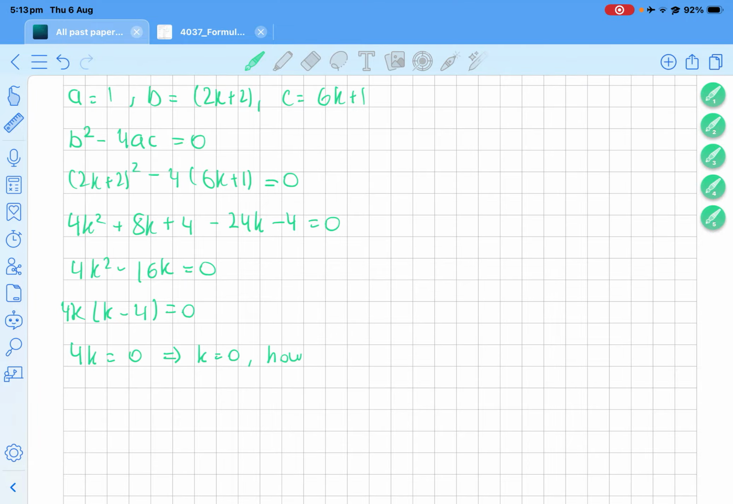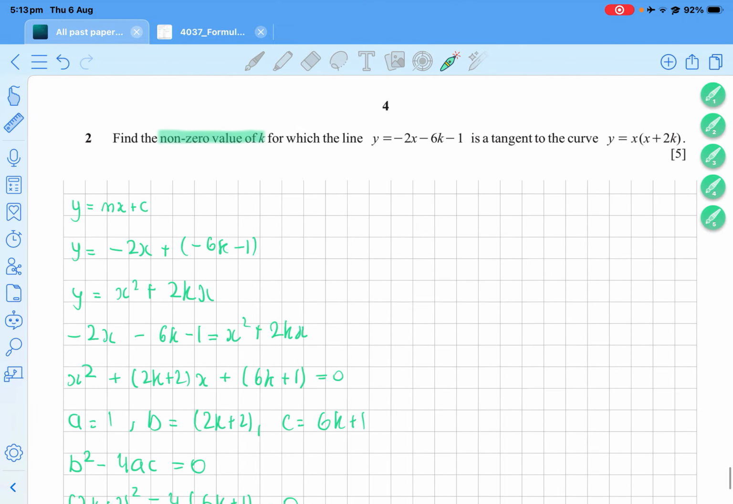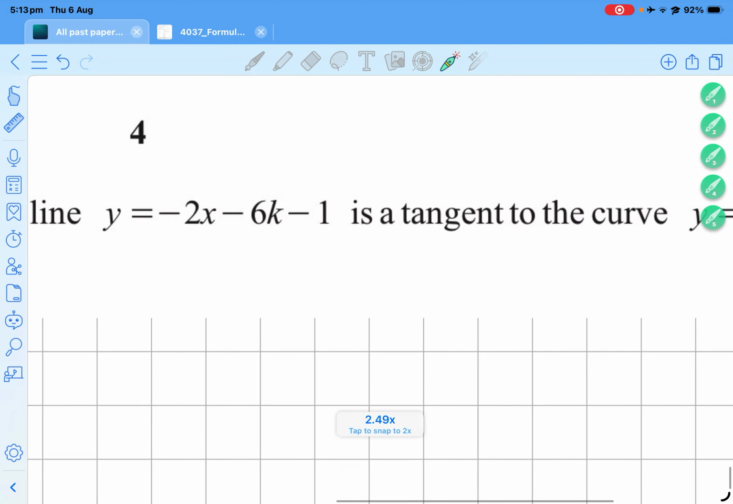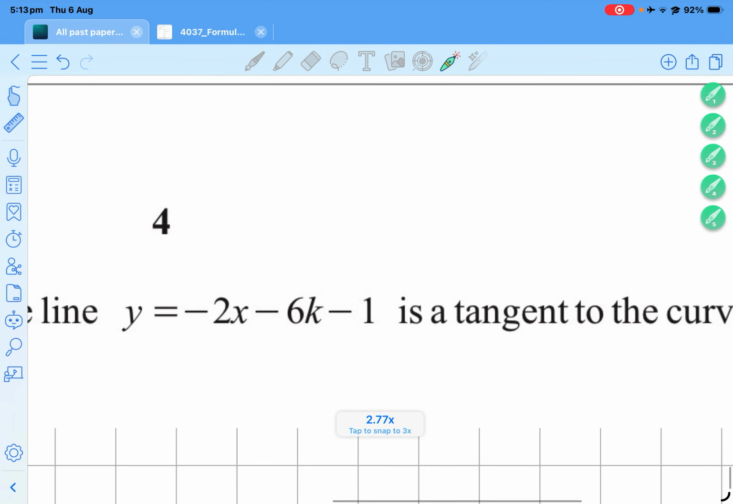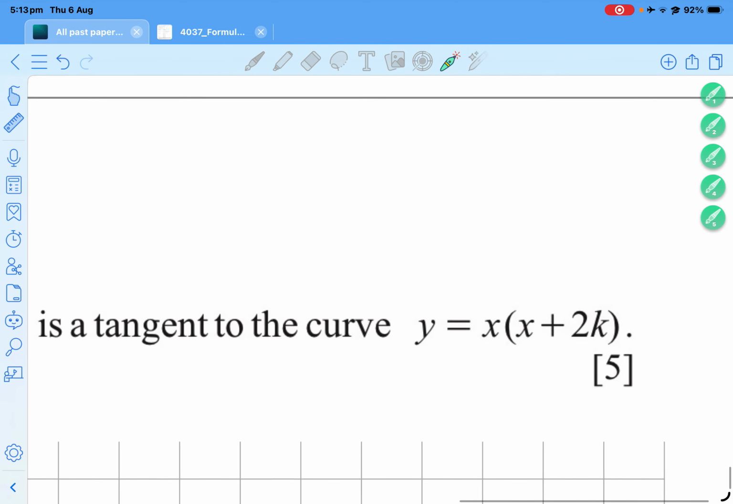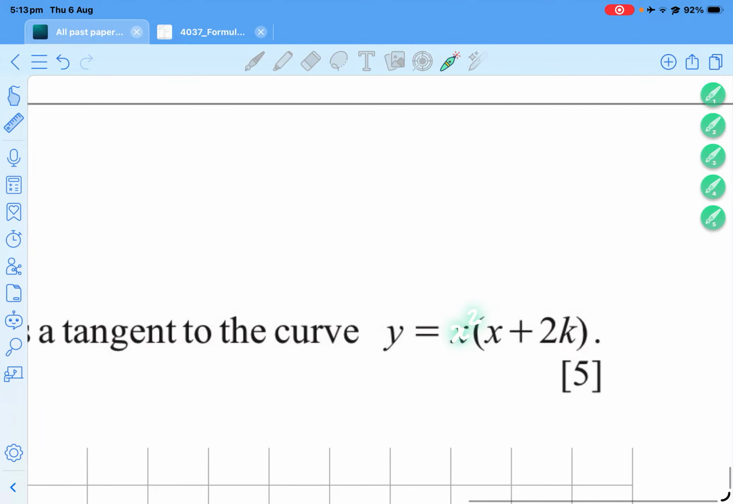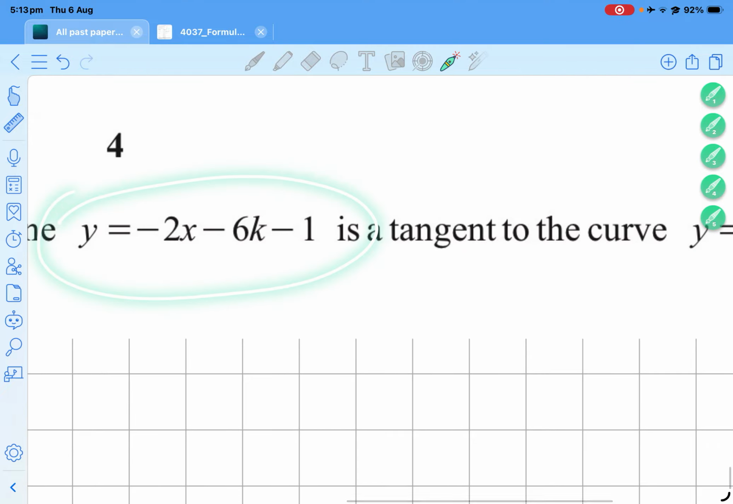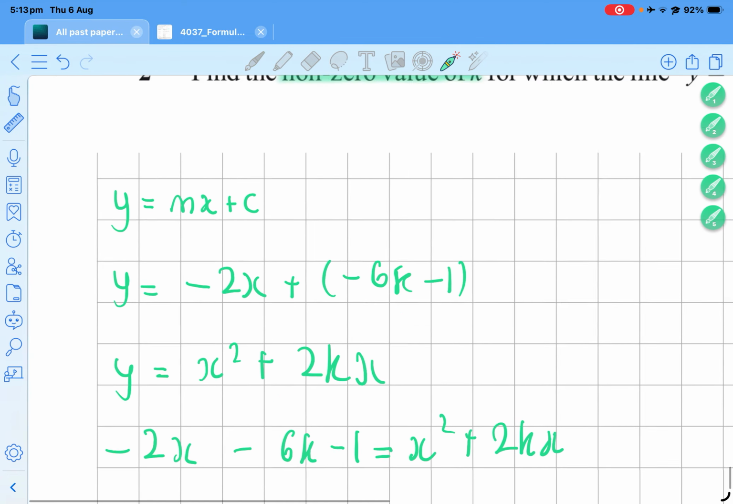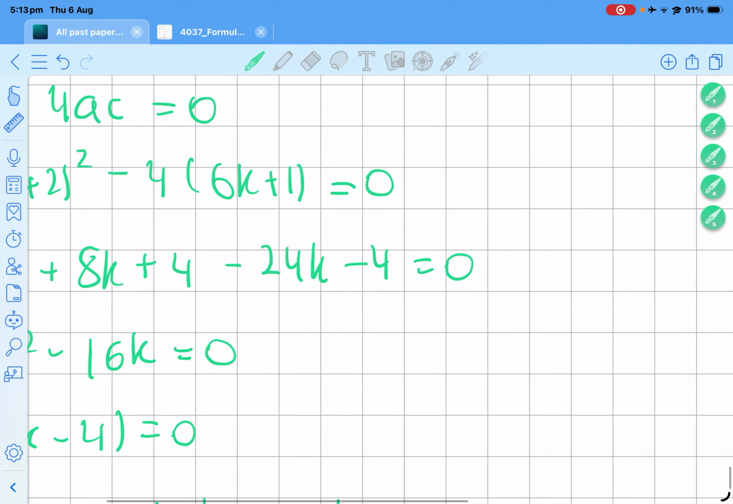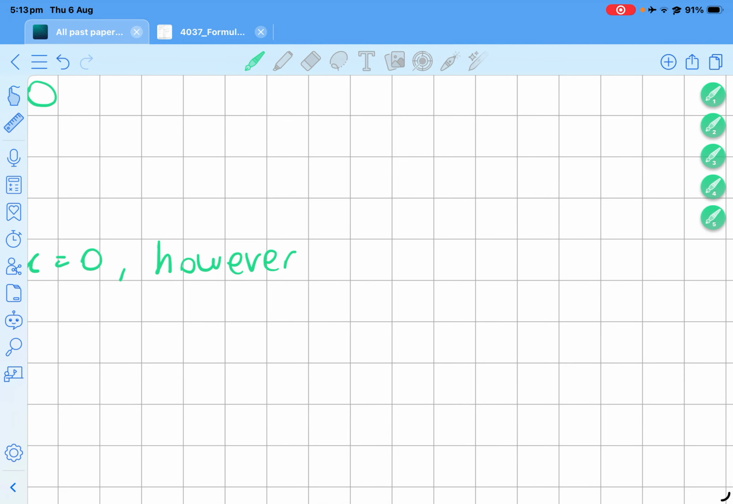However, by the way, if you plug in k is equal to 0 in both of these, minus 2x minus 1 will be this, and then this will be x squared. So minus 2x minus 1 is a tangent to the curve x squared, which I'm guessing it should be, but since they've told us for the non-zero value of k, however, they want non-zero value of k.